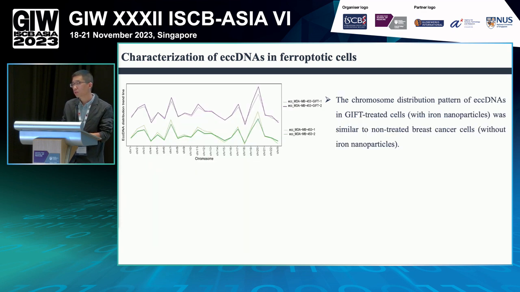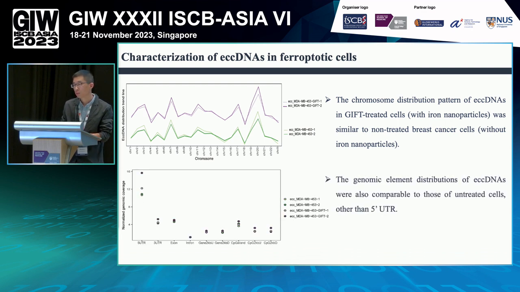And then we found an interesting phenomenon. The chromosome distribution pattern of eccDNA in treated cells was similar to non-treated breast cancer cells. And the genomic element distribution of eccDNA was also comparable to that of untreated cells.